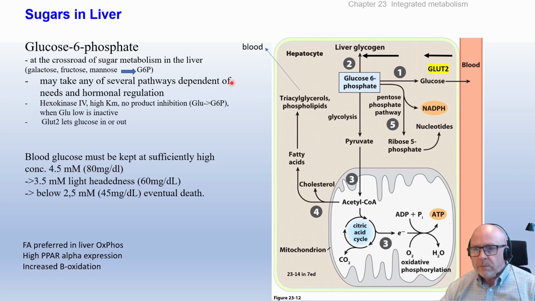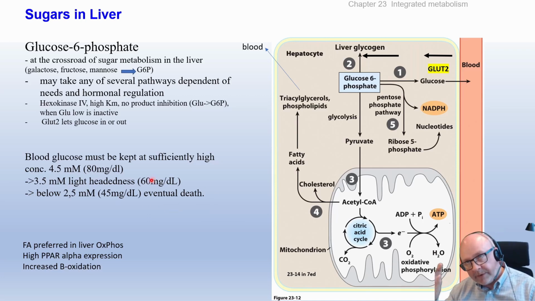So the major function when it comes to sugars in the liver is to keep blood glucose balanced at a sufficiently high level, a concentration of about 4.5 millimolar or 80 milligrams per deciliter. If blood glucose drops to, for example, 3.5 millimolar, you will develop feelings of lightheadedness, maybe some mild confusion. If it drops again below 2.5 millimolar, this will lead to serious effects, including eventually death. And we'll have a look at this in the second lecture of these three.